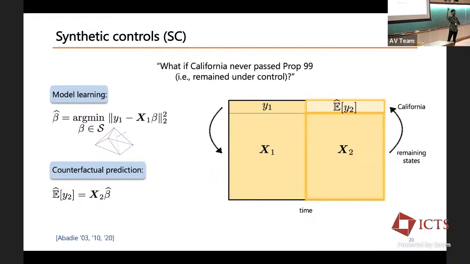Yes, and you write California as some synthetic combination of those states. Absolutely. So I'm not going to justify synthetic controls because that's not what this paper is about. I'll talk about the assumptions that make our algorithm work, and it'll answer your question.